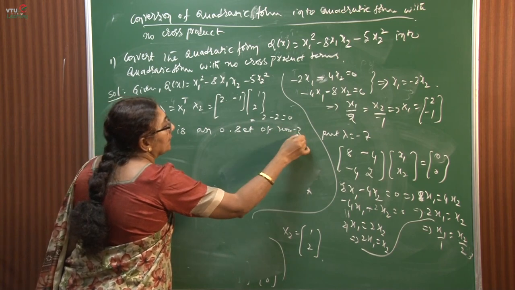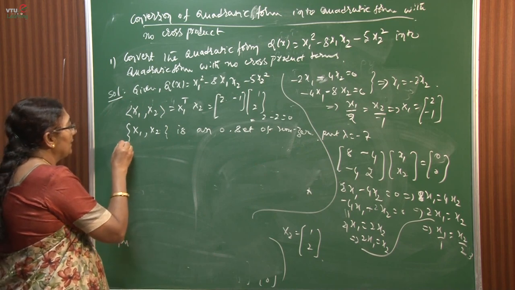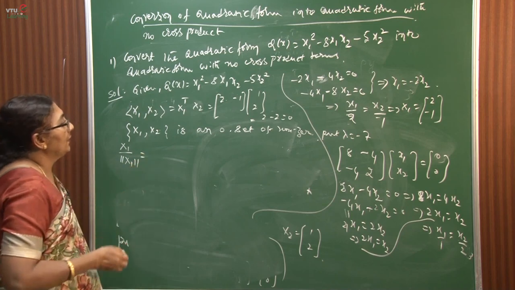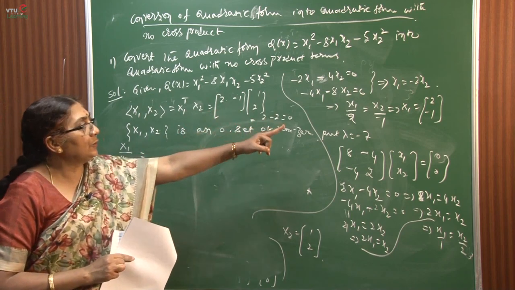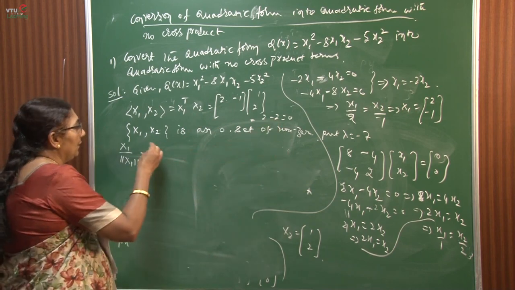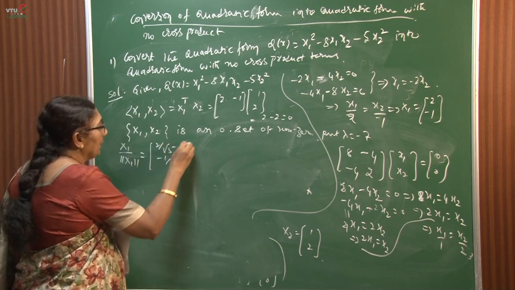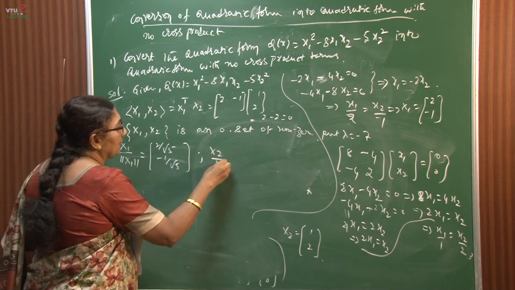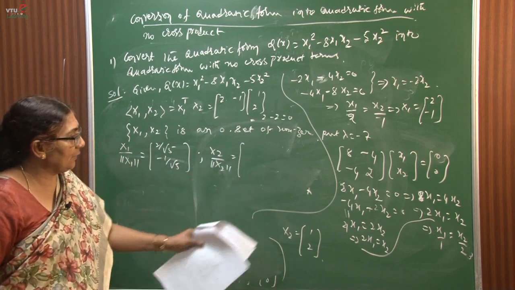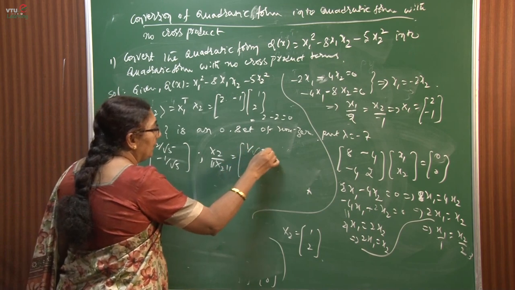non-zero vectors. But I want normalized vectors. Therefore, what is the normalized vector here? x1 divided by the norm of x1. This is my x1, right? The norm is the square root of 2 squared plus minus 1 squared, which is 4 plus 1, so root 5. Then we get 2 by root 5, minus 1 by root 5. And also x2 divided by the norm of x2: root of 1 squared plus 2 squared is root 5. So 1 by root 5, 2 by root 5.